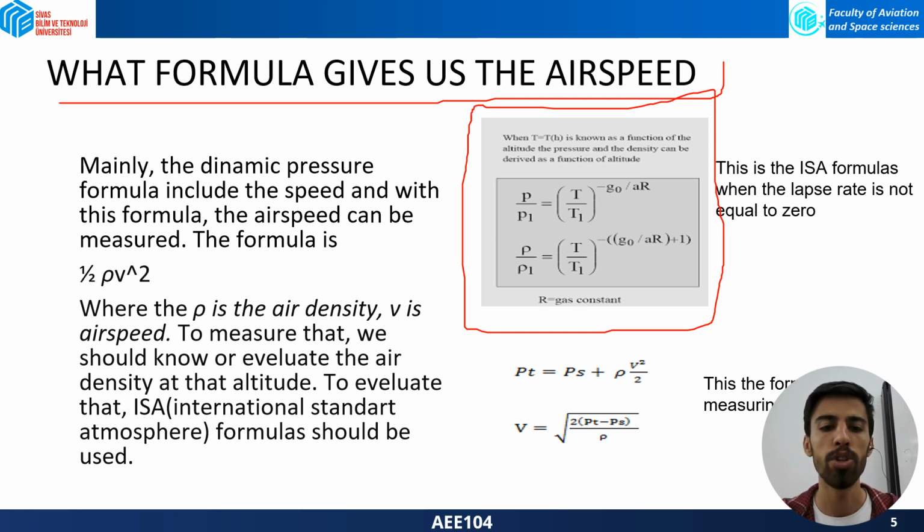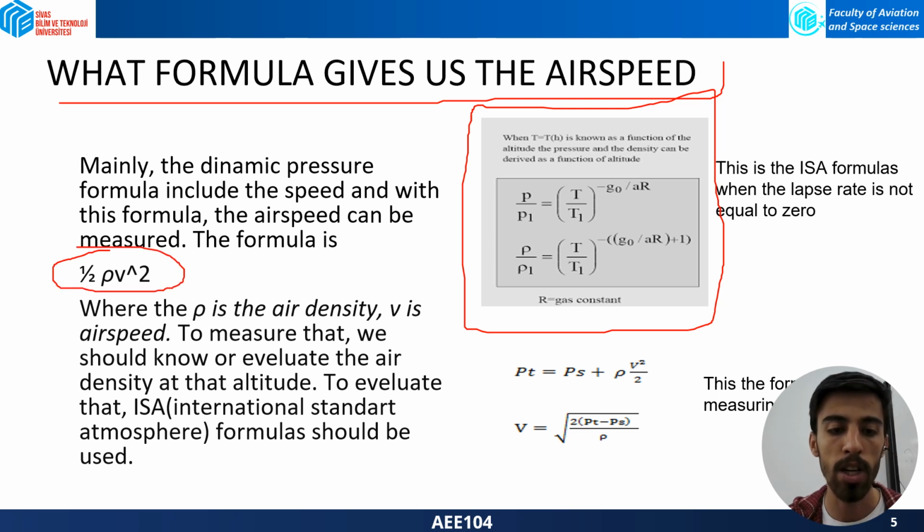Mainly, the dynamic pressure formula includes the speed, and with this formula, the airspeed can be measured. The formula is, as you can see, 1 over 2 times rho times v squared. The rho is the density of the air, v is the airspeed, and you should square it. To measure that, we should know or evaluate the air density at that altitude. To evaluate that, international standard atmosphere formulas should be used, as I mentioned.